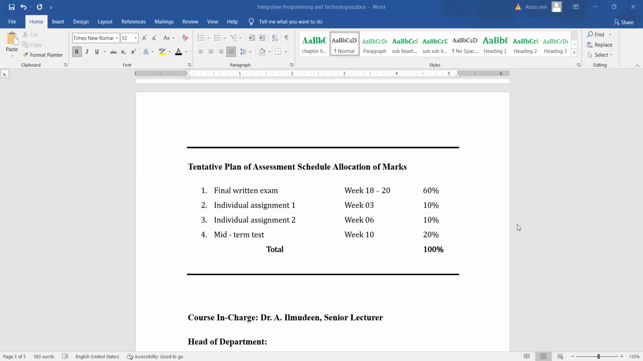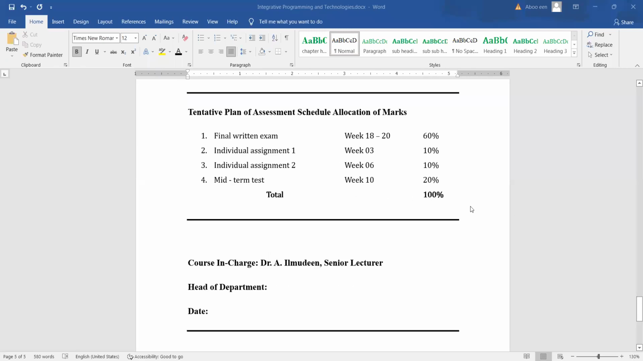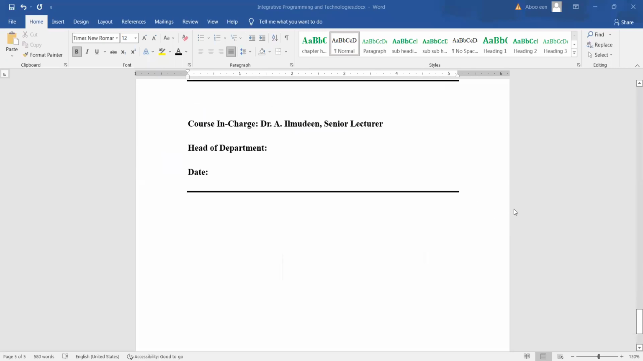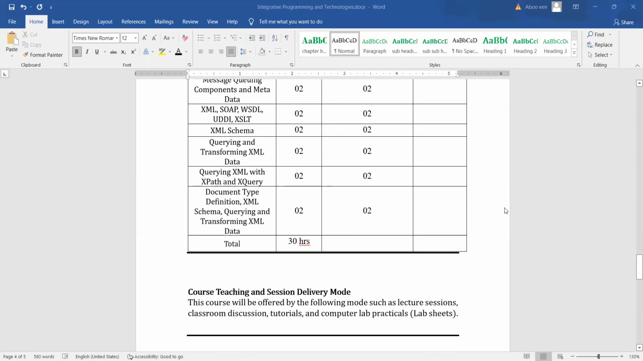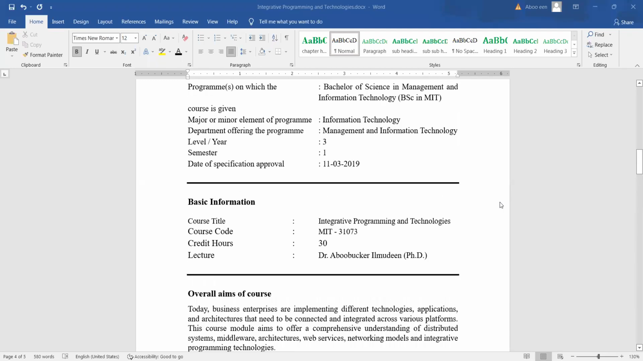So probably 10% of the marks is allocated for the first assignment. The second assignment also will carry 10% of the marks. And out of 100, 20% of the marks will be allocated for your midterm test. A total of 100% marks is allocated for this subject. Okay, this is the course specifications.